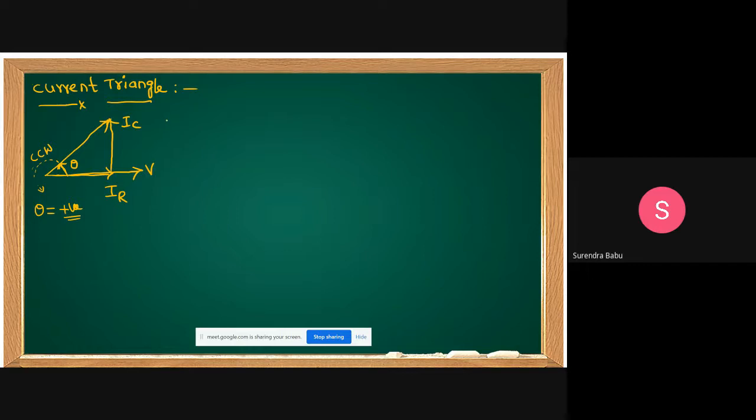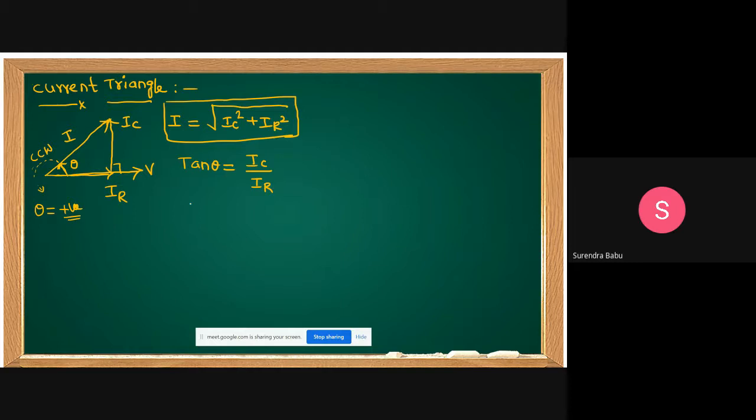Now we can define tan theta. Before that, according to the Pythagoras rule, it is a right angle triangle. So what is I, students? Square root of IC square plus IR square. Very important formula to solve the problems. Next, what is tan theta? Tan theta equal to IC by IR.